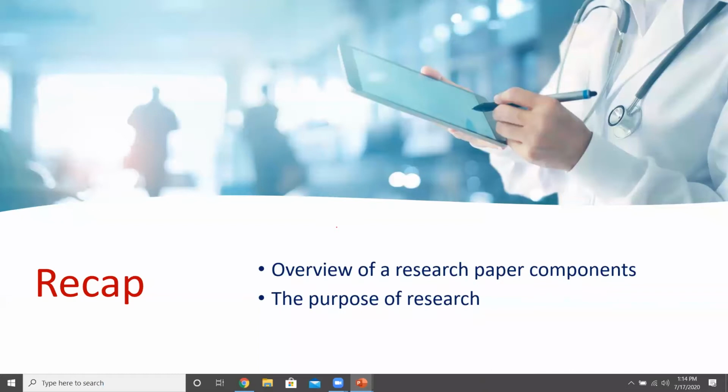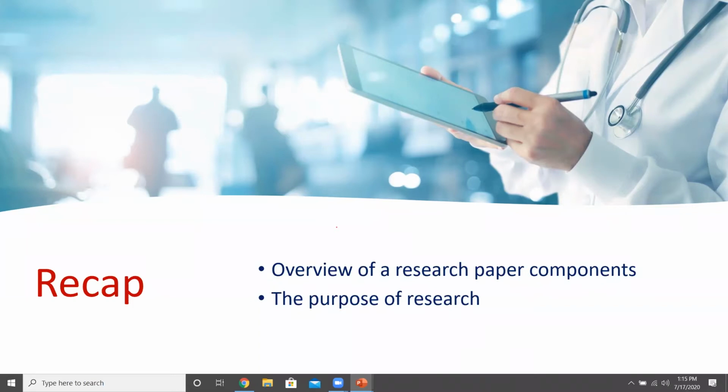So in research, there is no definitive answer. You can't just say, oh, I'm 100% sure this is the answer to my question. You're trying to understand the answer to your question. So this is the main purpose of research. And so the discussion part is actually one of the most important, if not the most important, parts of your research paper.